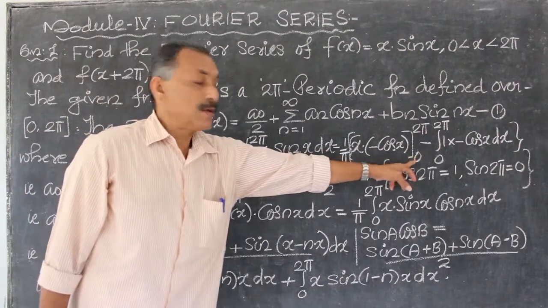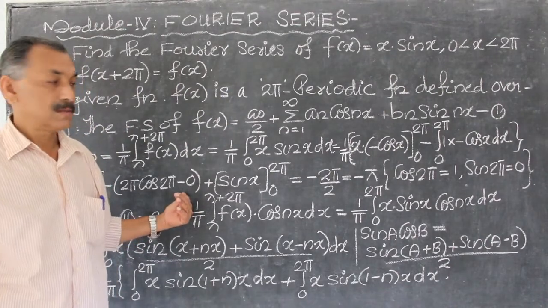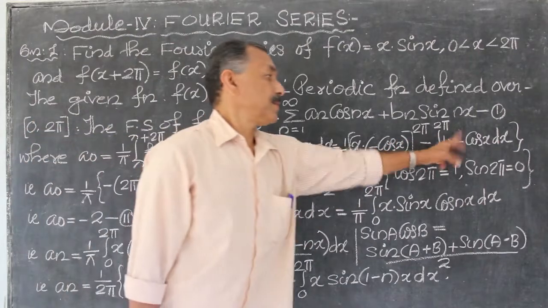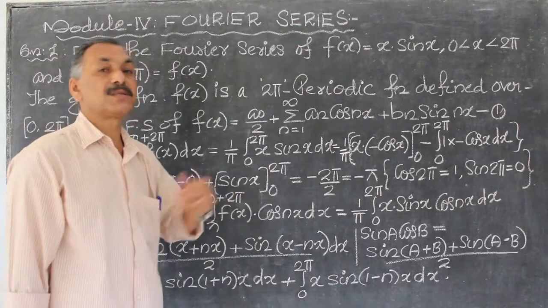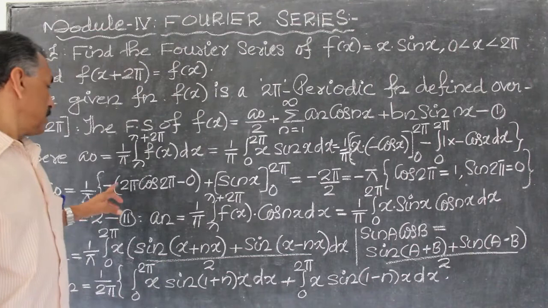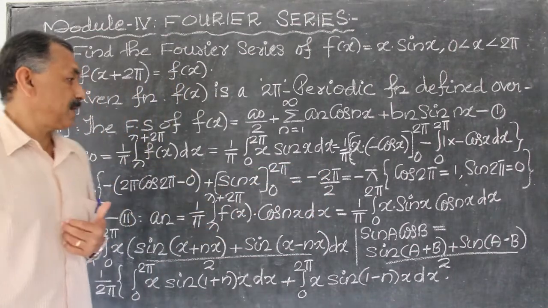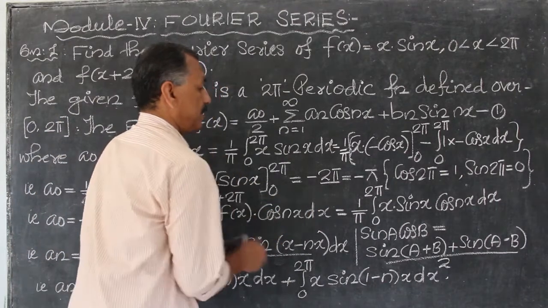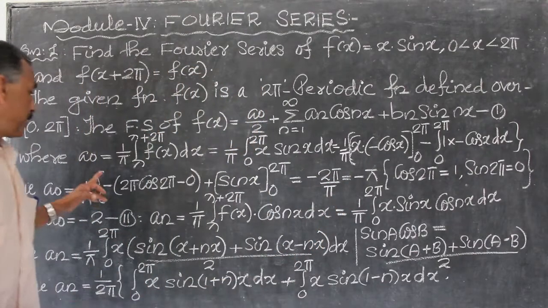Now apply the lower limit x is equal to 0, then 0 into cos 0, that is 0, plus minus into minus plus integral of cos x. What is integral of cos x? Sin x between the limits 0 to 2 pi. Take minus 2 pi outside, minus 2 pi divided by pi.